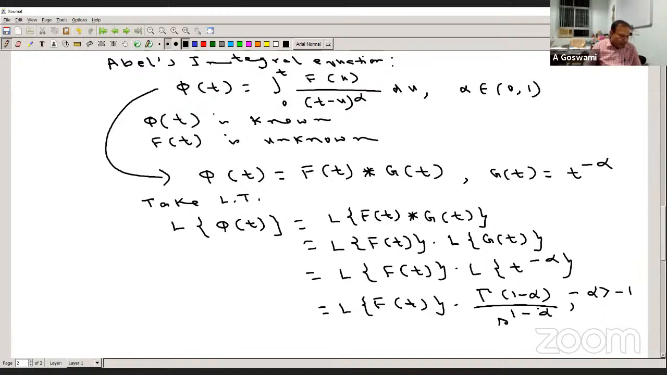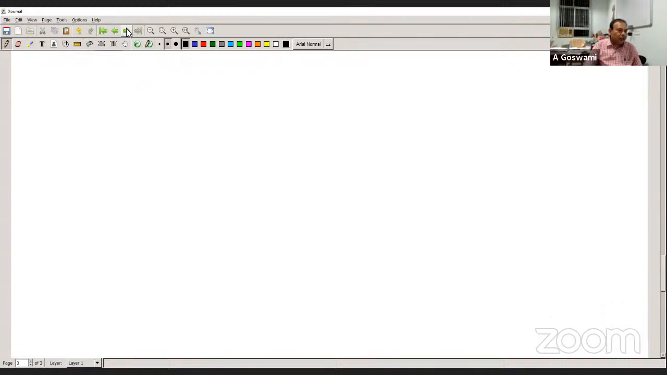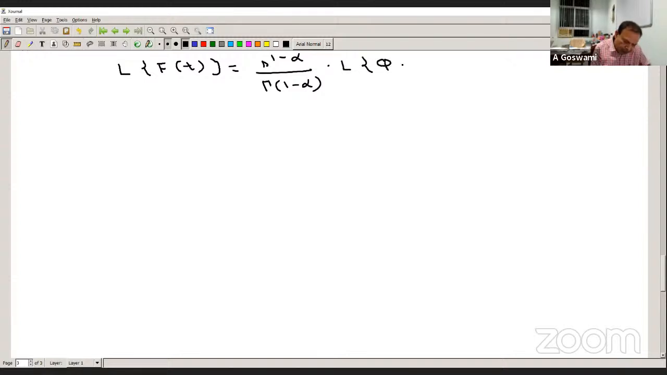So that from here, you can write down your Laplace transform of f(t) is equal to s to the power 1 minus alpha by gamma(1 minus alpha) into the Laplace transform of phi(t). This you can write down.